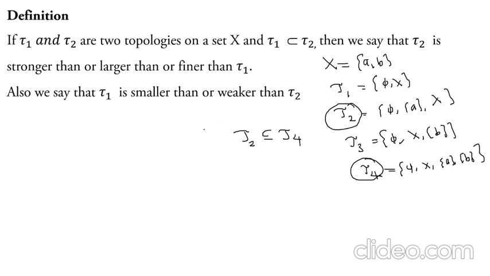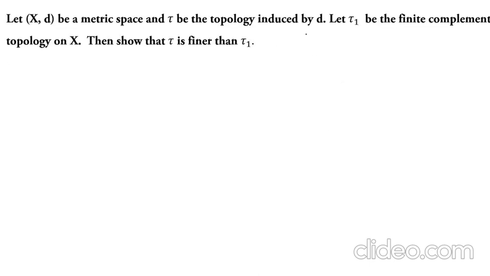In the same case we say that tau 2 is smaller than tau 4, or weaker than tau 4, or coarser than tau 4. This is the definition when we compare two topologies. If tau 1 is a subset of tau 2, then tau 2 is said to be stronger, or larger, or finer than tau 1. In the same way, we say that tau 1 is smaller, or weaker, or coarser than tau 2. So move on to one problem.